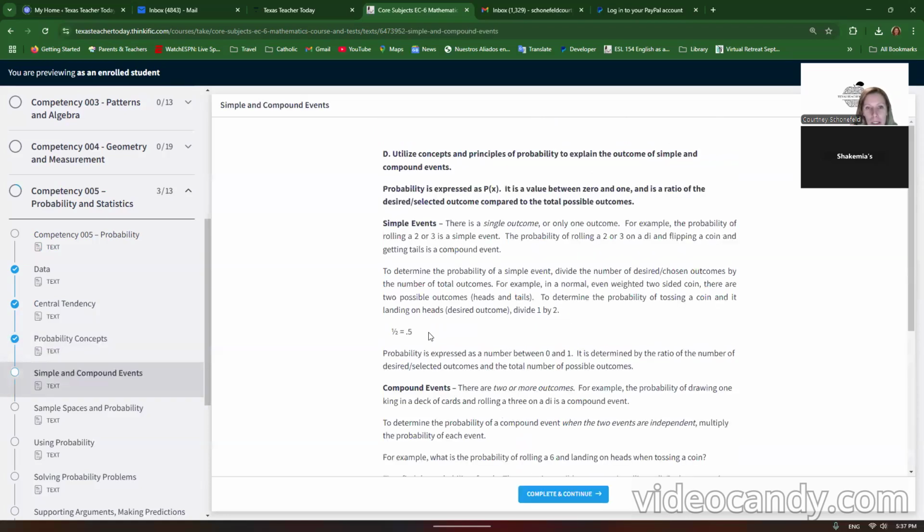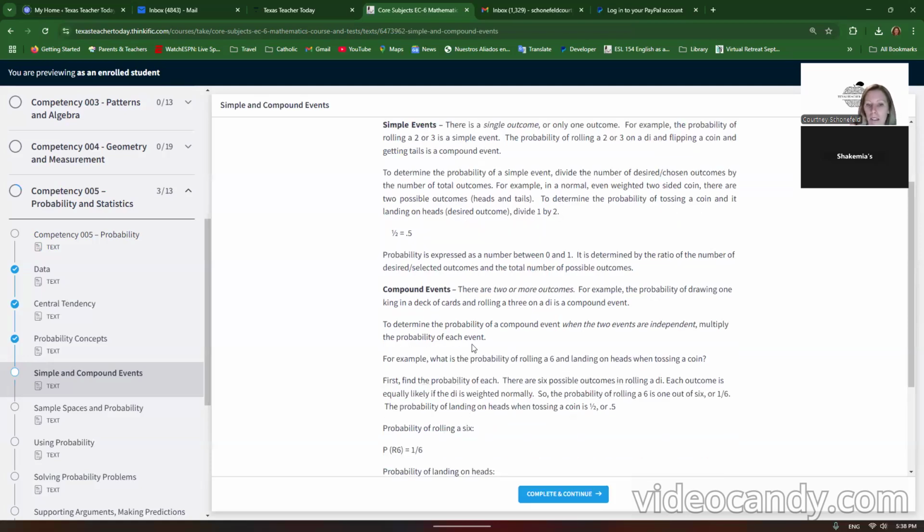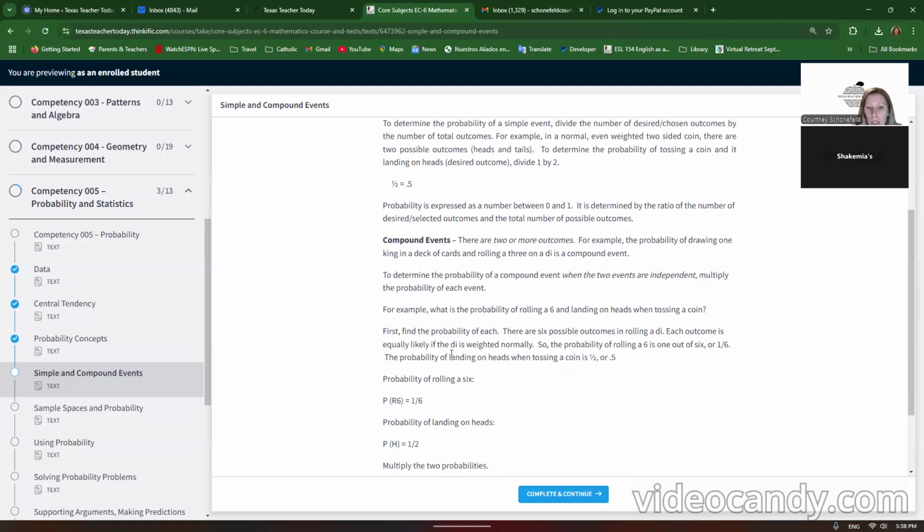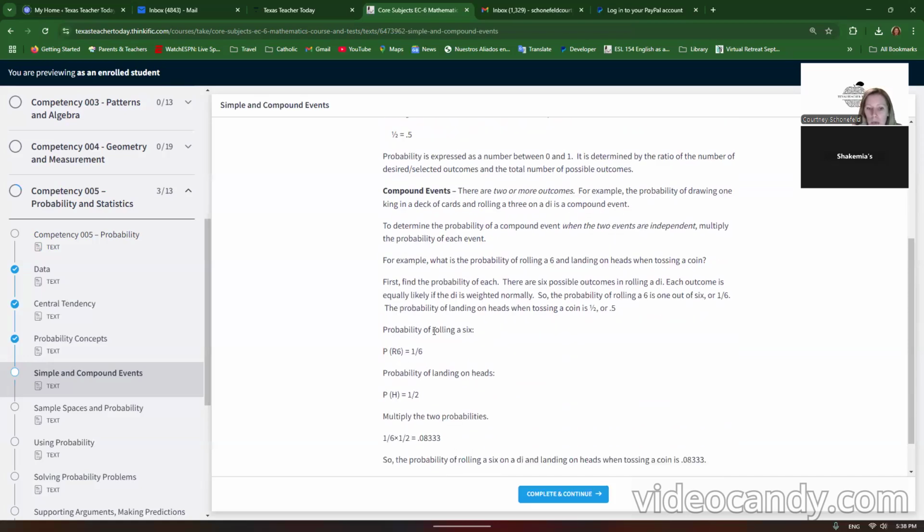Right. Yeah, there are both simple and compound events. A simple event is when there's only one outcome. So for example, if you're rolling a die and you see what number you get, that's a simple outcome. But if there's two or more outcomes, it's a compound event. So if I say I'm going to roll a die and draw a card, right? Or roll a die and toss a coin, that's a compound event.